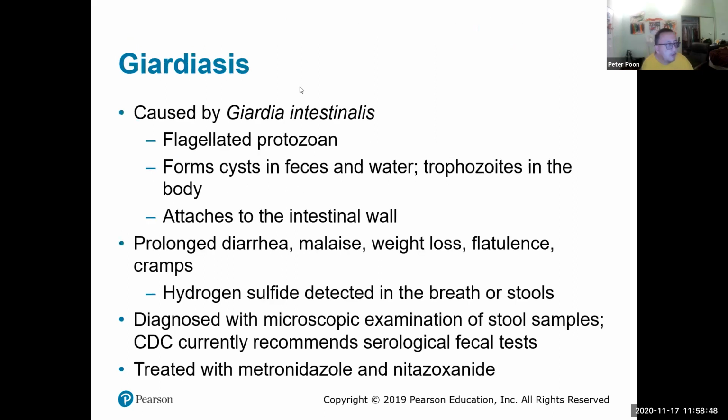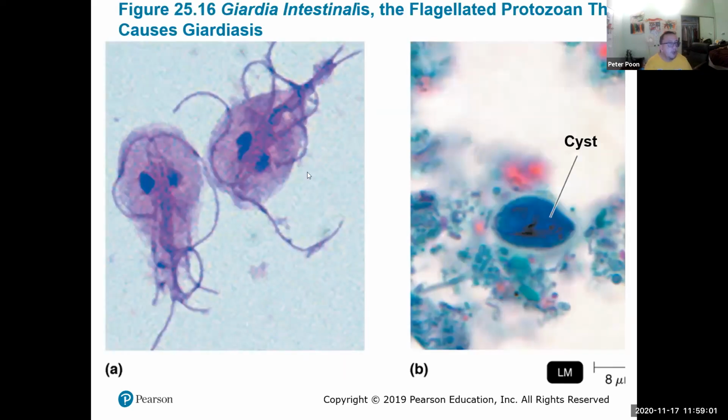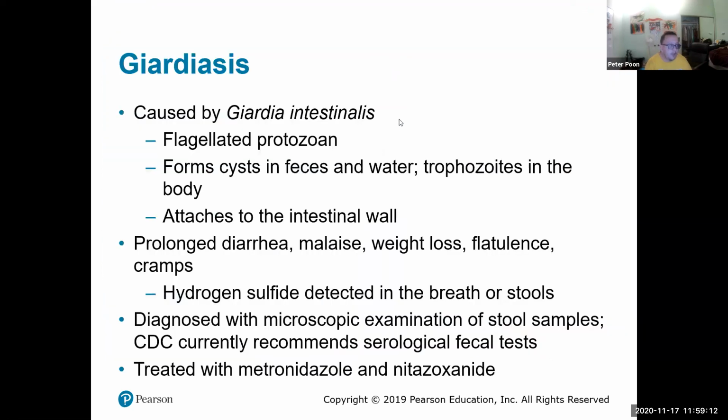Dysentery. This is the one more commonly ingested. These are the protozoans. This is the most commonly ingested protozoan disease. Again, the symptoms are diarrhea. Hydrogen sulfide is detected in breath or stools. That's the usual test.